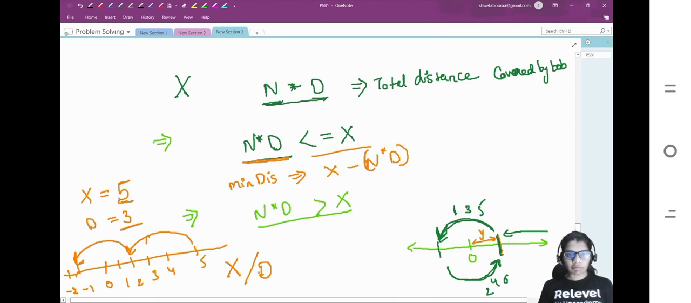So here we can just take the remainder that would come every time when you try to divide x by d. So if you take modulo of x and d, it would be 5 modulo 3, which would always be equal to 2.